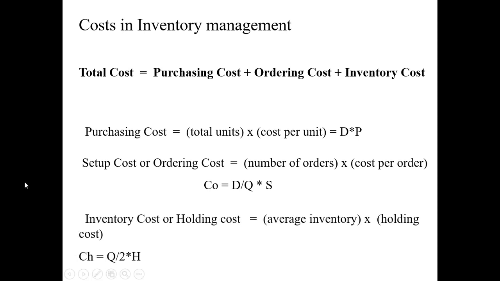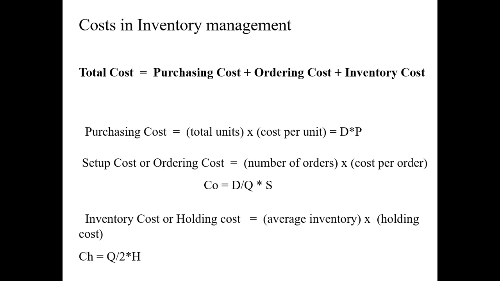Third cost is called inventory cost. The inventory cost is also called holding cost. This cost is responsible for keeping or holding the items inside the warehouse. So there are a lot of expenses required, the physical expenditure such as the rent, the electricity bill, and sometimes some of the items that have to be kept in the fridge or the refrigerator.